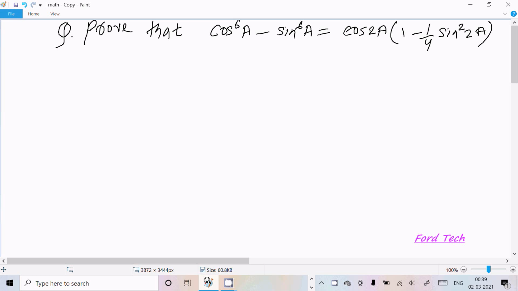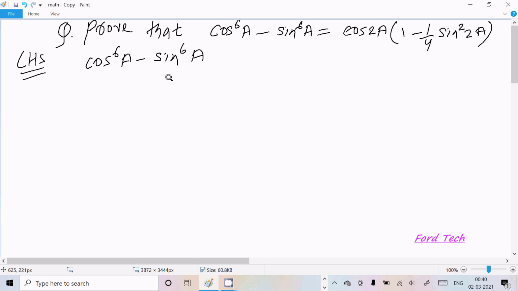Hello friend, in this video lecture I am going to prove that cos^6 a minus sin^6 a equal to cos 2a (1 minus 1/4 sin^2 2a). So let's take the LHS, left hand side, cos^6 a minus sin^6 a.